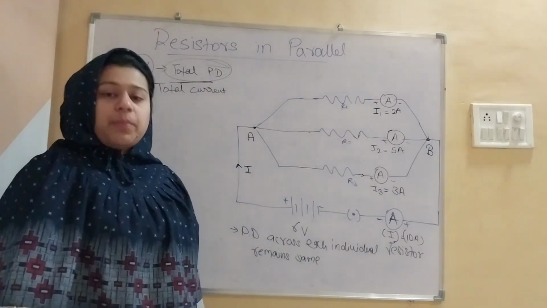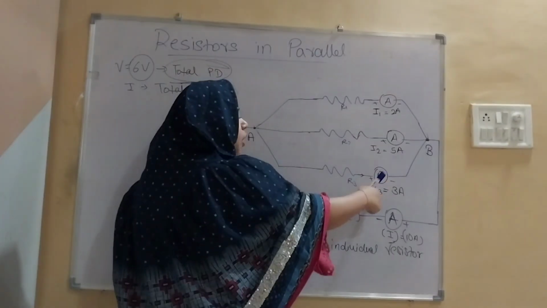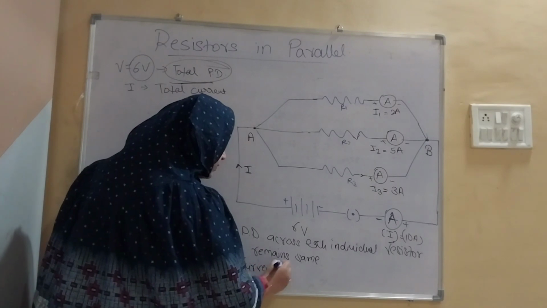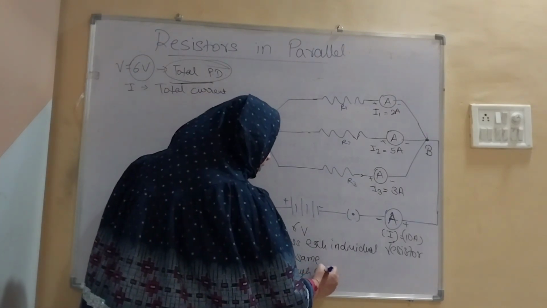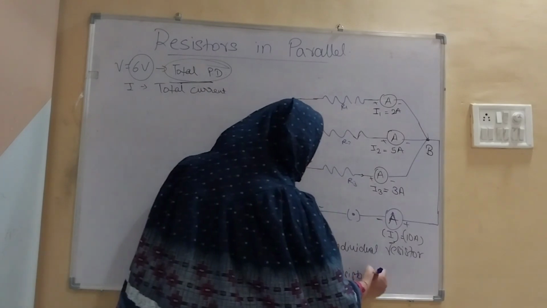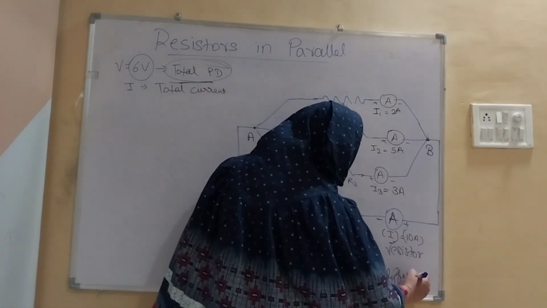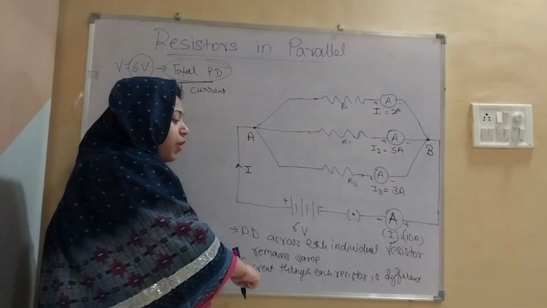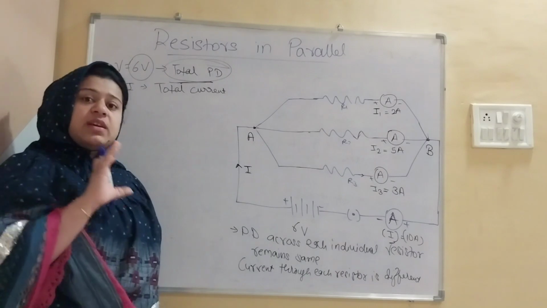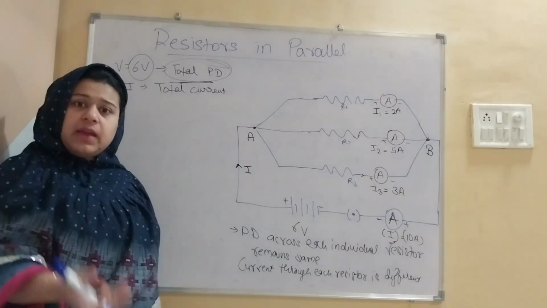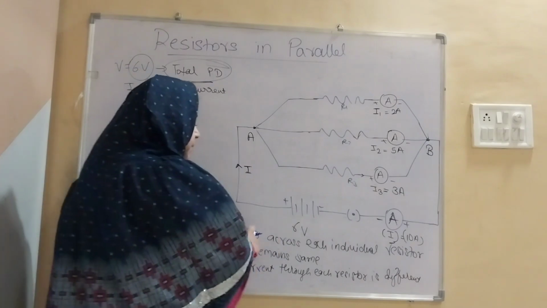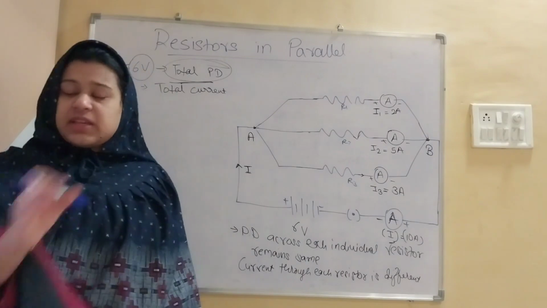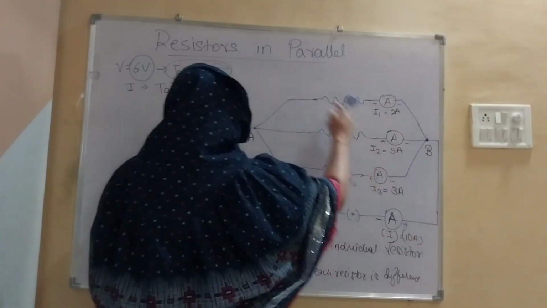So in the parallel type of combination, the value of current through each resistor is different. In the series type of combination, current through each resistor is the same, and in the parallel type of combination, current through each resistor is different. ठीक है, सीरीज में करंट सेम रहता है, पैरेलल में करंट अलग रहता है, पैरेलल में पोटेंशियल डिफरेंस सेम रहता है और सीरीज में पोटेंशियल डिफरेंस अलग रहता है.